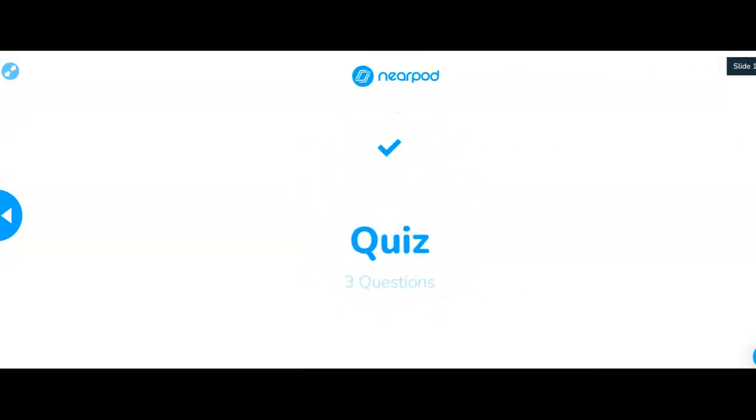Students will take a little quiz to show what they have learned. This is a summative assessment for me to reflect on where they are in their knowledge of the standard.